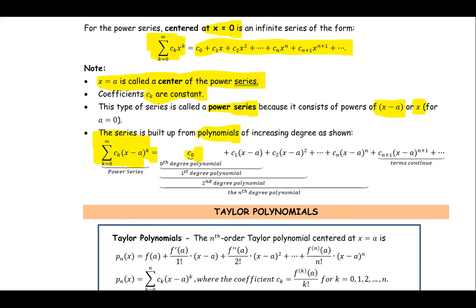The first term, c0, or c0 times (x minus a) to the power 0, we call the zero-degree polynomial. Add another term, c1 (x minus a) raised to the power 1. This is the polynomial of degree 1. Add another term with degree 2, and we obtain the second-degree polynomial c0 plus c1 (x minus a) plus c2 (x minus a) to the second power. If we expand until the nth power, the sum of c0, c1 (x minus a), c2 (x minus a) to the second, up until cn (x minus a) to the power n is called the nth-degree polynomial.